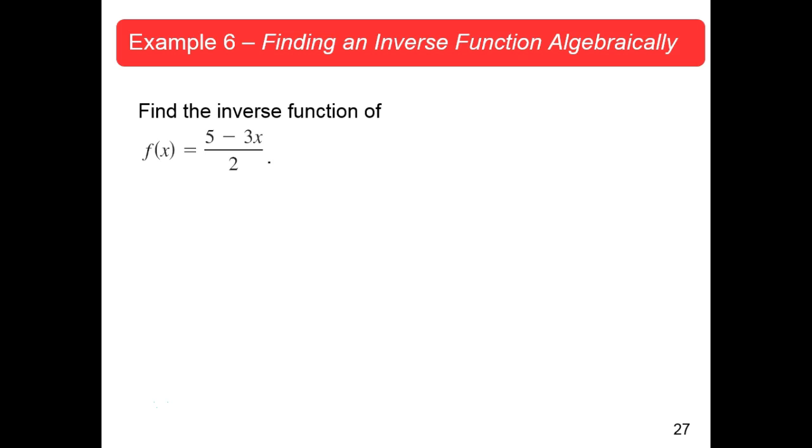Our favorite phrase in the class. What is f of x? F of x with what? Y, exactly. F of x is y. So we just write it down. y is equal to 5 minus 3x over 2. We'll go back to their form because they like that form, okay?